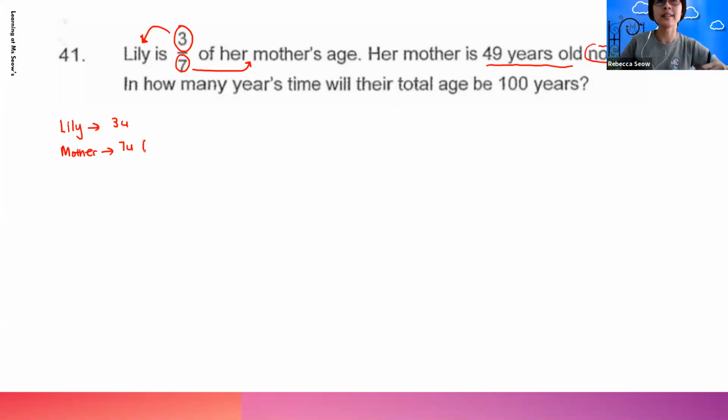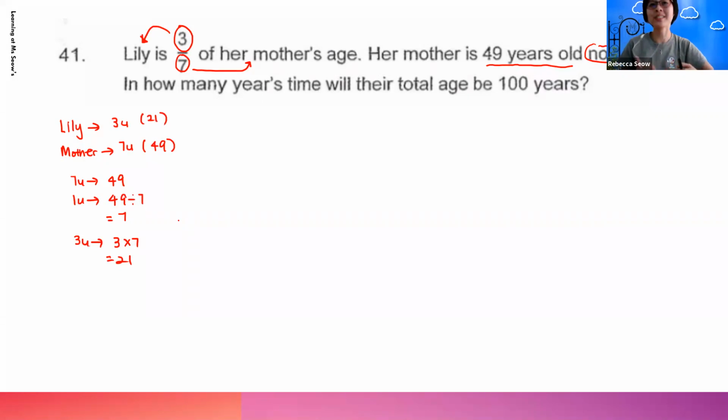So we could say that 7U is actually 49. Now that we know 7 units is 49, the next logical step, we always want to find what 1 unit is. So 1 unit will be 49 divided by 7, and that will be 7. And we can find Lily's age. Lily's age is 3U, so that makes 3 times 7, 21. So I'm going to put 21 on top. Okay. I hope that you have got to this stage. You found both of their ages.